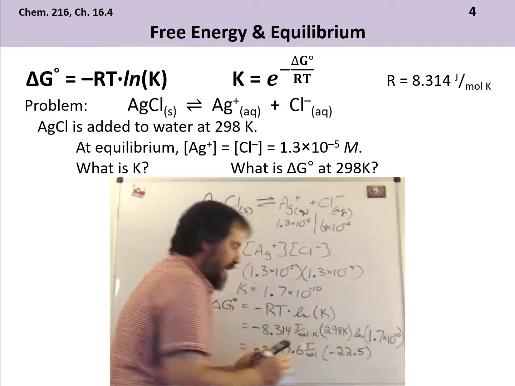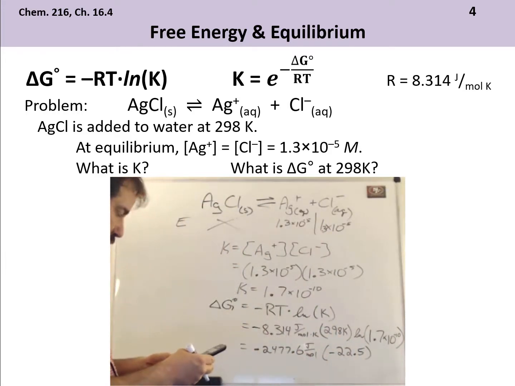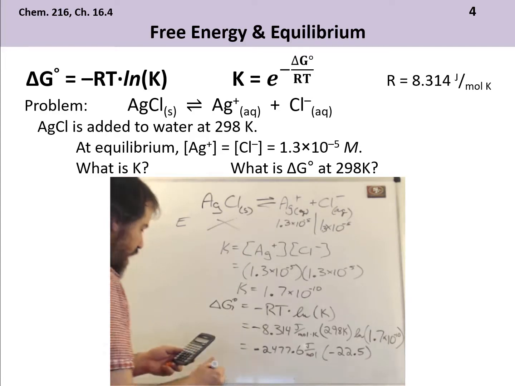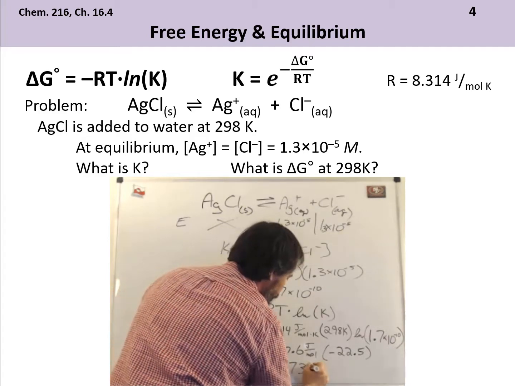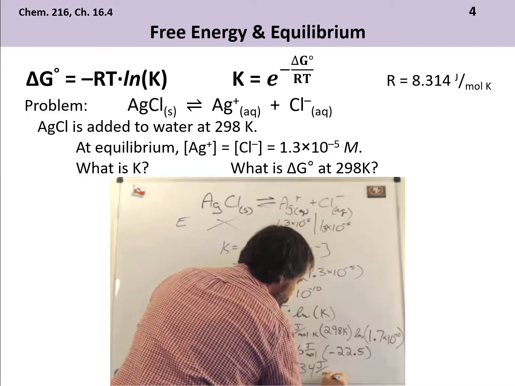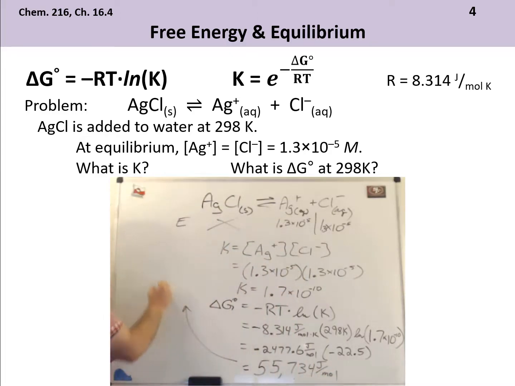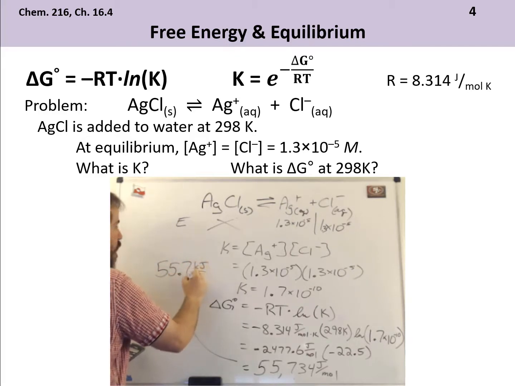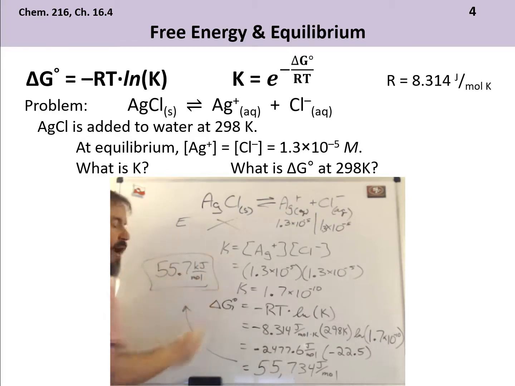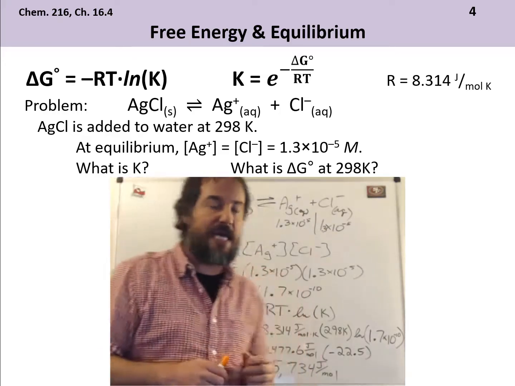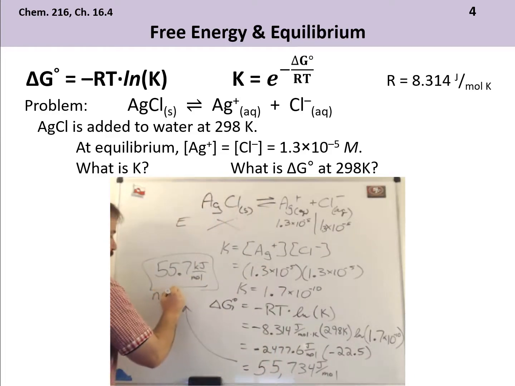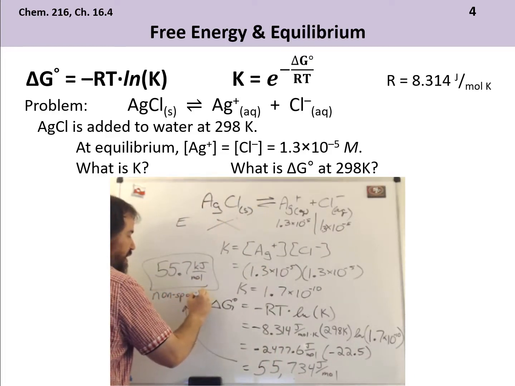Be very careful with that negative sign. Make sure you remember it. Multiply that by that number, and I'm going to get 55,734 joules per mole, or 55.7 kilojoules per mole. All right, so what does this mean about my reaction? If I have a positive delta G, that means it's going to be non-spontaneous.